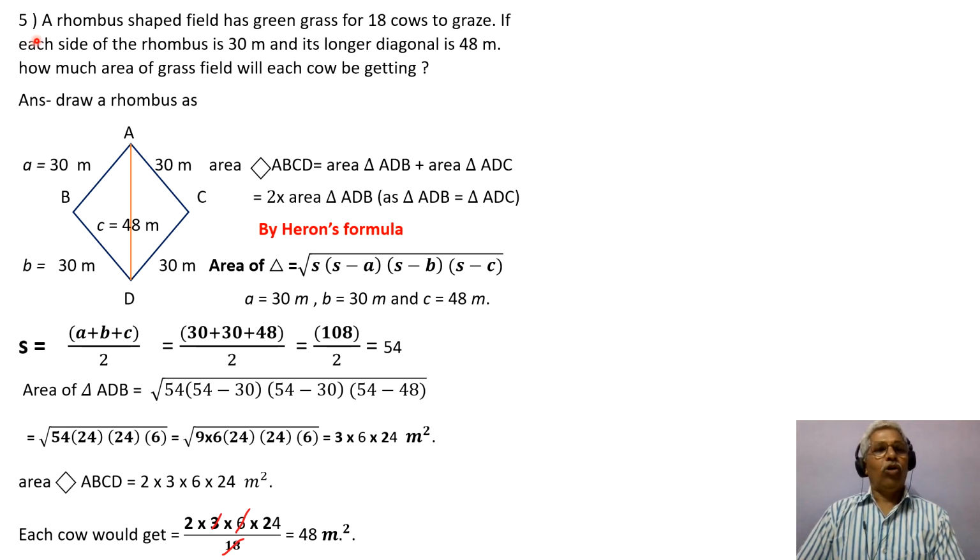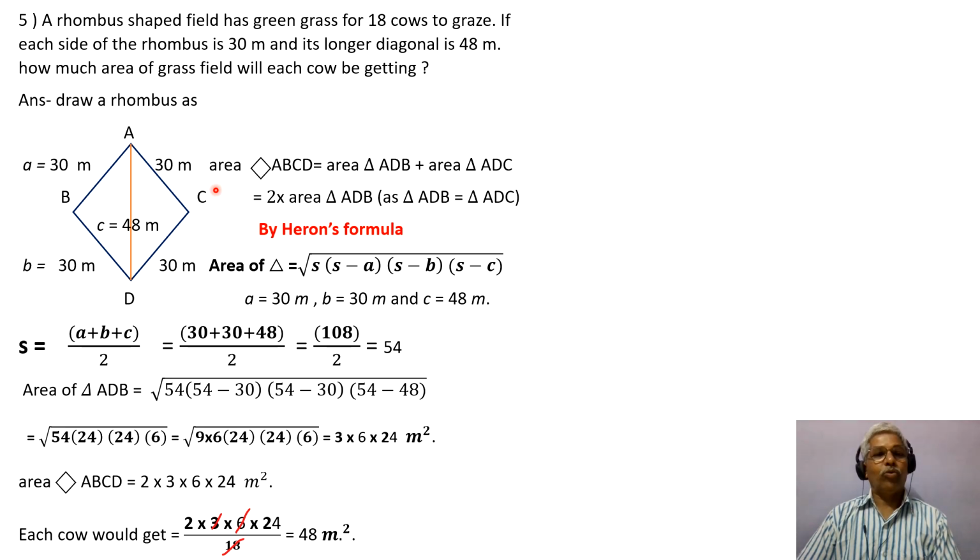Fifth one: a rhombus shaped field has green grass for 18 cows to graze. If each side of the rhombus is 30 meters and its longer diagonal is 48 meters, how much area of the grass field will each cow be getting? So it's rhombus shaped, the side is 30 meters and the longer diagonal is 48 meters. Concentrate on this first. Answer: draw the rhombus, 30 meters, 30 meters, 30 meters, 30 meters, and the longer diagonal is 48 meters.